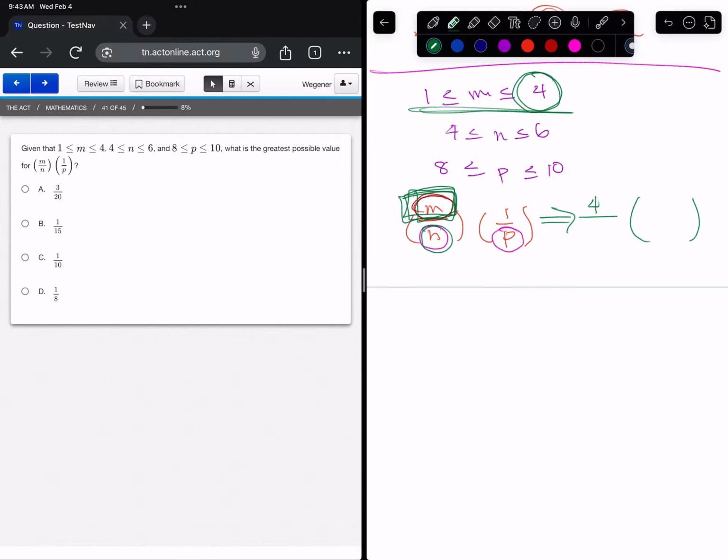Now, n and p, we want to try to get to be as small as possible because we were trying to get the greatest possible value, right? The smallest n can be is number 4, and the smallest p can be is number 8, so 1 over 8. Well, 4 over 4 is just 1. So the answer here is D. 1 over 8 is the biggest possible value given those restrictions, okay?